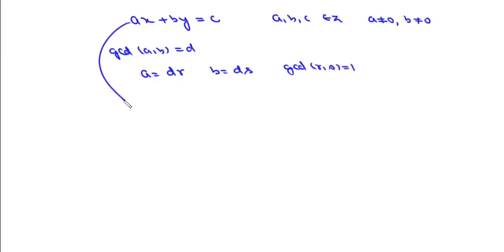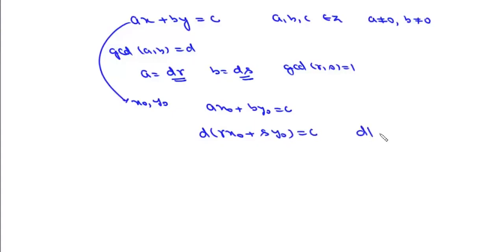Now if this equation is solvable, then suppose it has a solution x0 and y0, we can write ax0 plus by0 equals c. Now a is dr and b is ds. So we can write d times (rx0 plus sy0) equal to c, which clearly means this d must divide c. So this equation is solvable if and only if d divides c. If d doesn't divide c, then this equation has no solution.